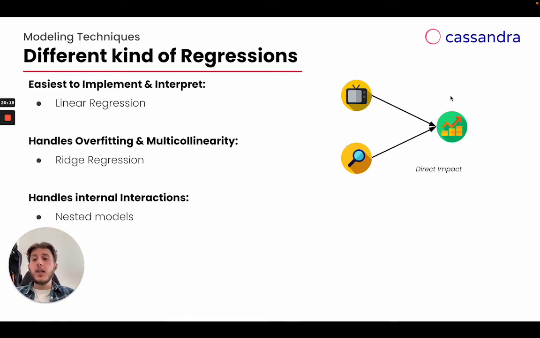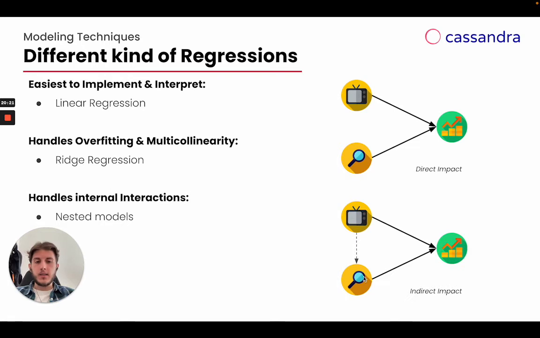Okay, the real world would look probably something like this. So you spend on TV, TV drives sales. You spend on search, search drives sales.